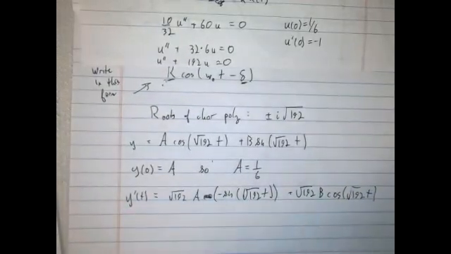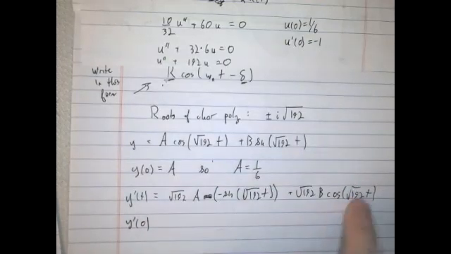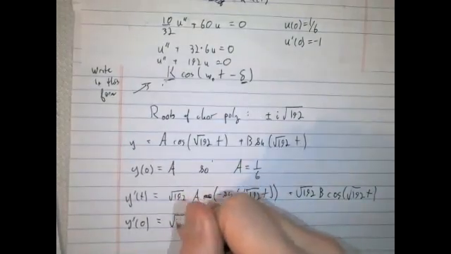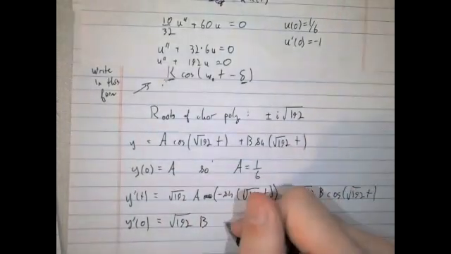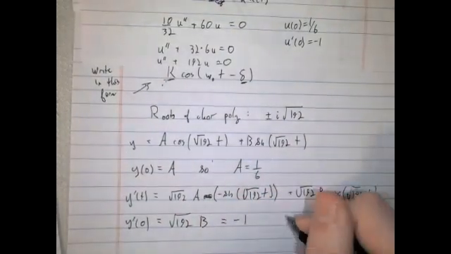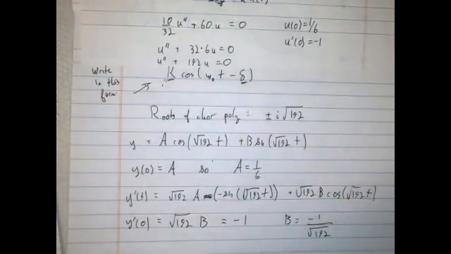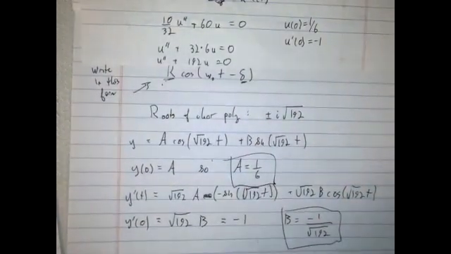And what happens when I plug t is equal to 0 into this equation? The sine term drops out. The whole sine term is going to drop out, and the cosine term is just going to be equal to 1. So I get y prime of 0 is equal to root 192 B, but I also, by the initial data, demand that it's equal to -1. So this has to be equal to -1, and we get that B is equal to -1 over root 192. This okay? Yeah, that makes sense.